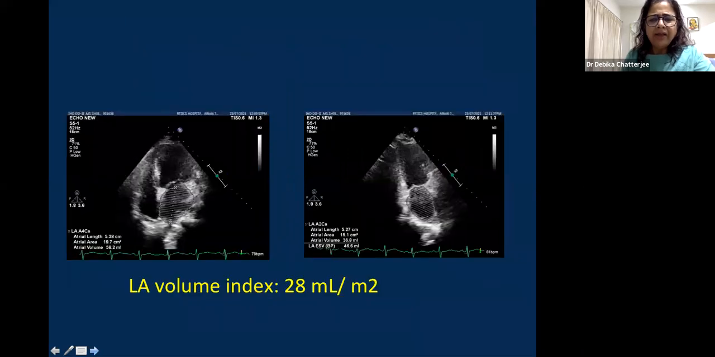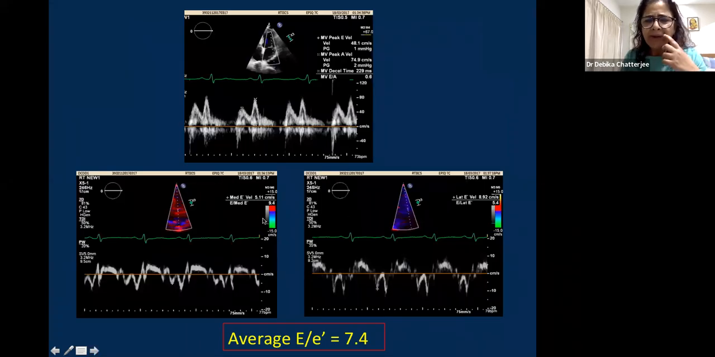And we check the LA volume index of this patient. We see that LA volume index is normal, 28 ml per square meter. And we also check the E by E prime. We find out that average E by E prime is 7.4. So our finding of mitral forward flow, the velocities and the ratio goes pretty well with the findings of LA volume index and E by E prime. So it's grade 1 diastolic dysfunction with normal LV filling pressure or normal LA pressure.